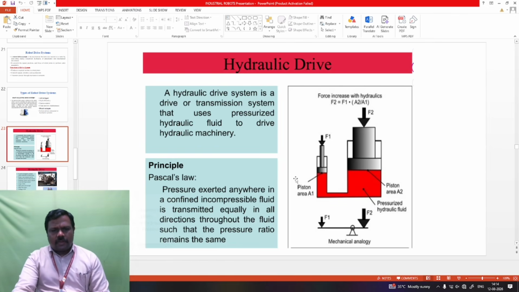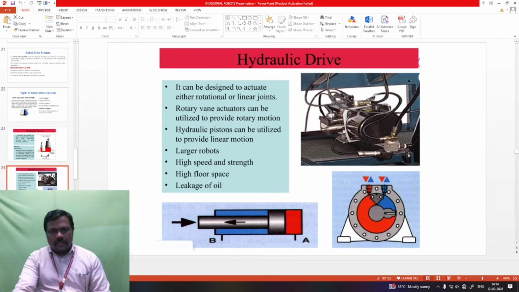fluid to drive hydraulic machinery. The hydraulic drive system works based on Pascal's law. Pascal's law states that pressure exerted anywhere in a confined incompressible fluid is transmitted equally in all directions throughout the fluid, such that the pressure ratio remains the same.